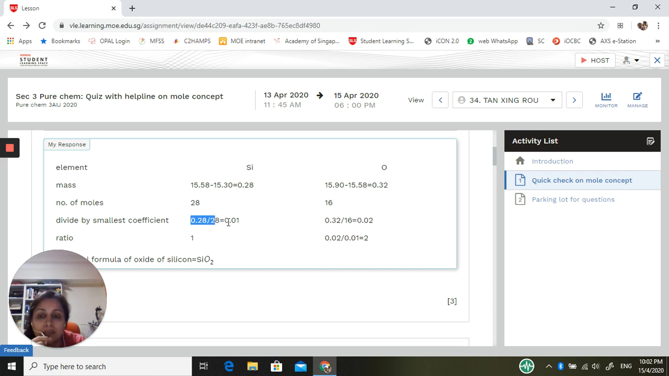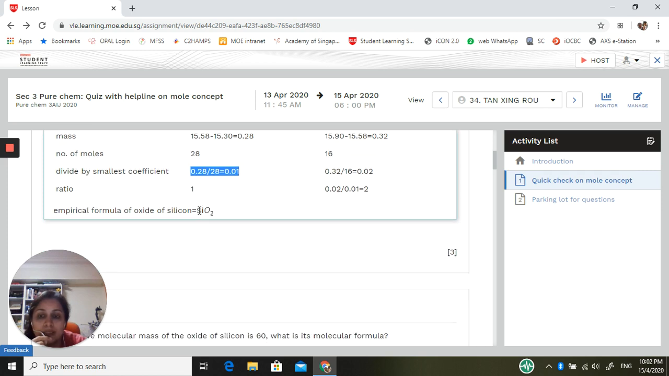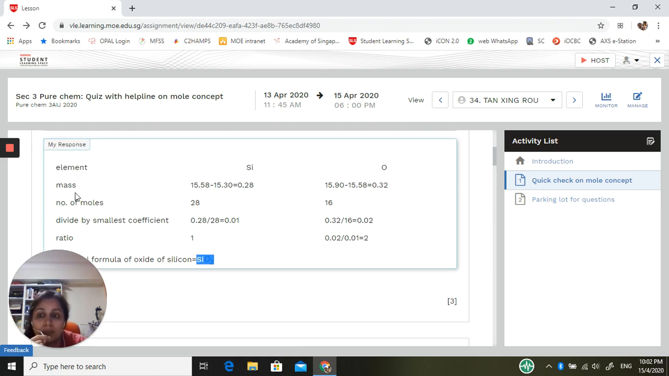So divide by the smallest coefficient in these two. This is the smallest, so divided by itself becomes 1. 0.02 divided by 0.01, you get 2. So the formula is SiO2. So this is the empirical formula. Please do remember the steps. Okay, the mistake: when a percentage is given, students will divide by 100. You should not do that.